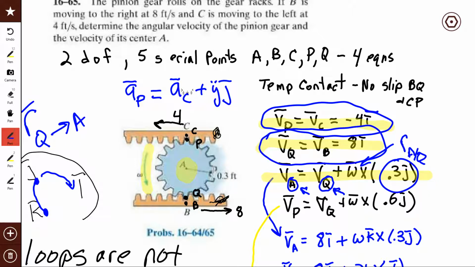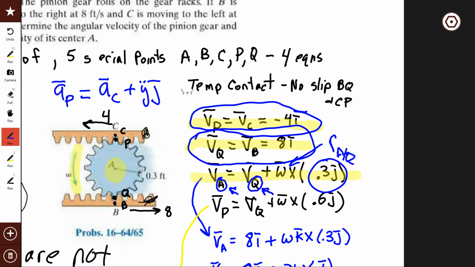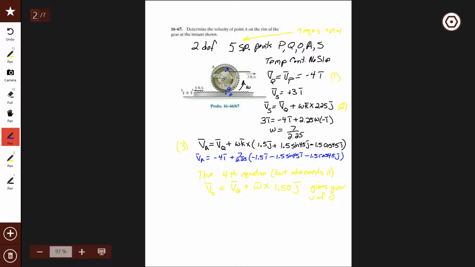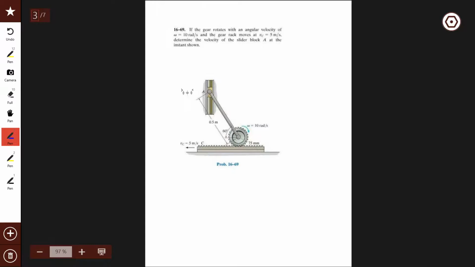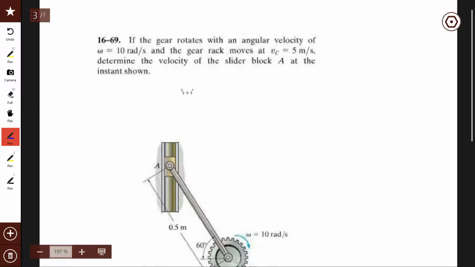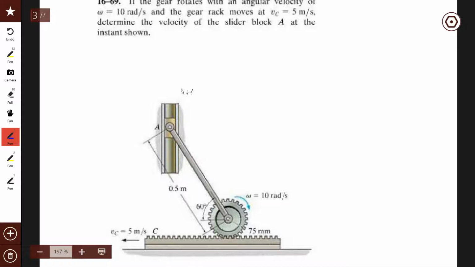You want to do another problem? Okay, how about something like this? Let's see if I have one. Okay, how about this one? How about y'all do this one? I'll enlarge it so you can see it a little bit. Okay, if the gear rotates with an angular velocity of 10 and the gear rack moves at 5, determine the velocity of the slider block A at the instant shown.